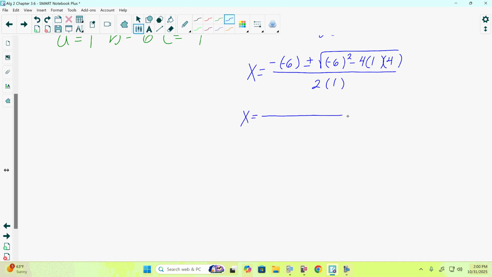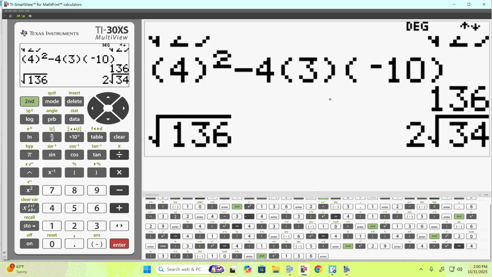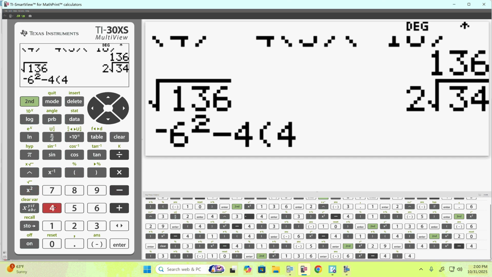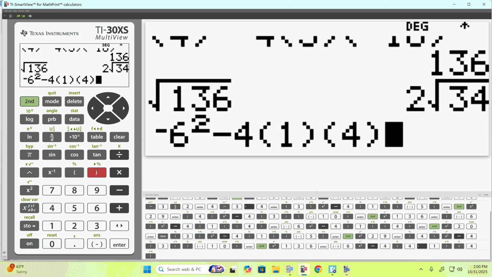Because at this point here, we have -6. So negative and negative make a positive. On bottom, 2 times 1 is 2. So we have 6, plus and minus, and then 2. Inside the radical, we have -6 squared minus 4 times 1 times 4. Yep. Four times 1 times 4.